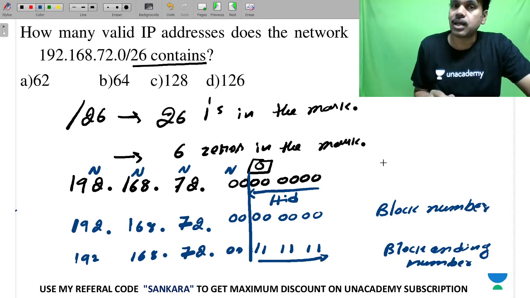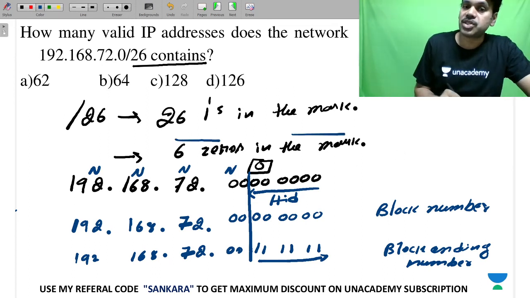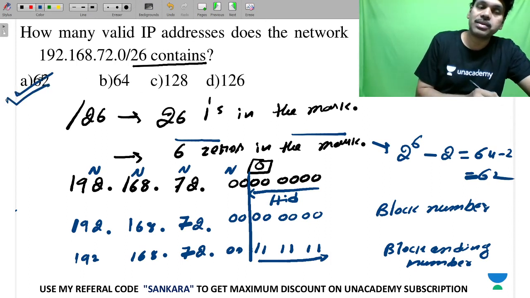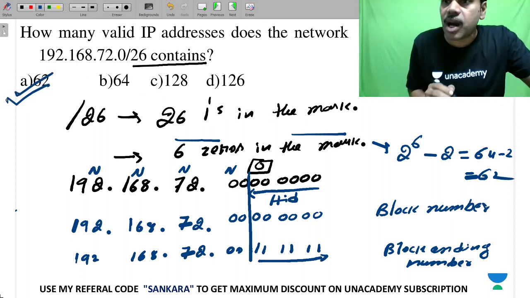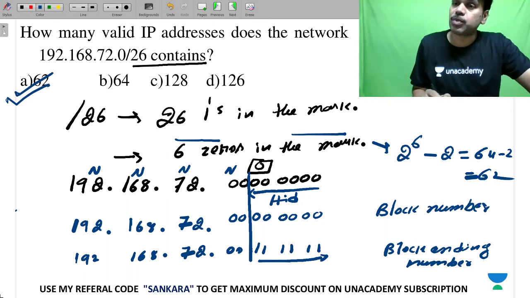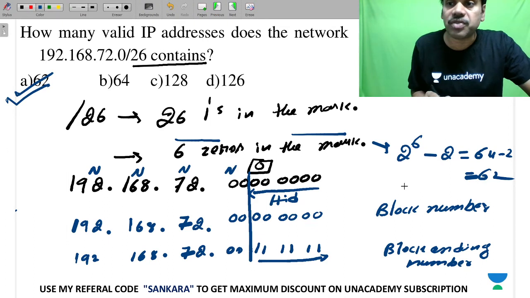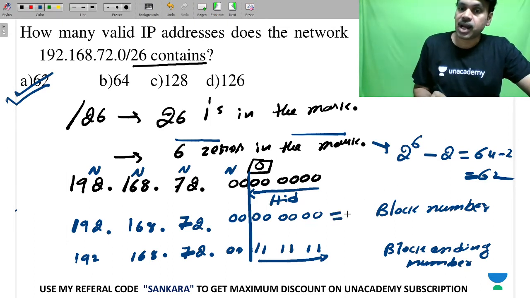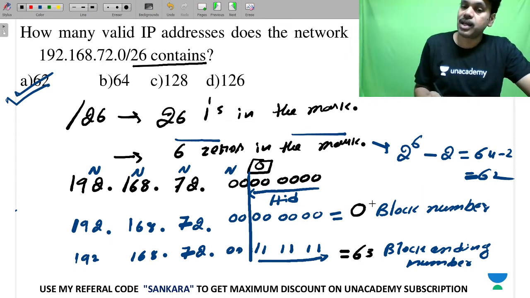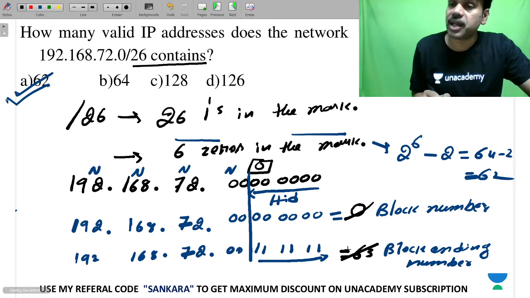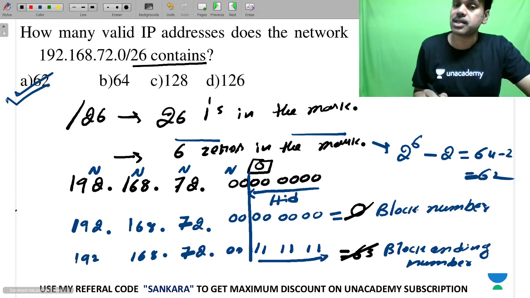So how many IP addresses are there here? 6 zeros, so it is 2 power 6 minus 2. 64 minus 2 is 62, that is your answer. 26 ones and 6 bits are for HIDs. Hence 2 power 6 minus 2 is your valid HIDs. What is the range of HIDs? The starting number is 0 and the ending number is 63. So 0 to 63. This you cannot use, this you cannot use. The starting one is the block number, the ending one is the block broadcast number. So you can use numbers from 1 to 62.